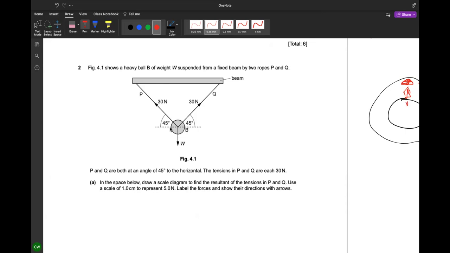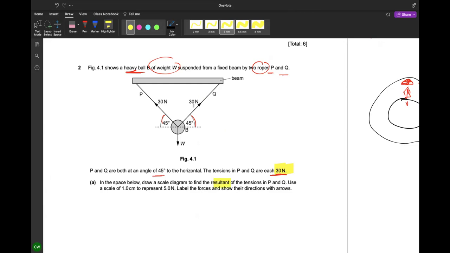Okay, the heavy ball. There is one ball here, suspended by two ropes, P and Q. The ball is heavy, falling down. The angle is 45 degrees to the horizontal, so you can see 45 here. The tension in each rope is 30. Using the space below, find the resultant tension of P and Q.